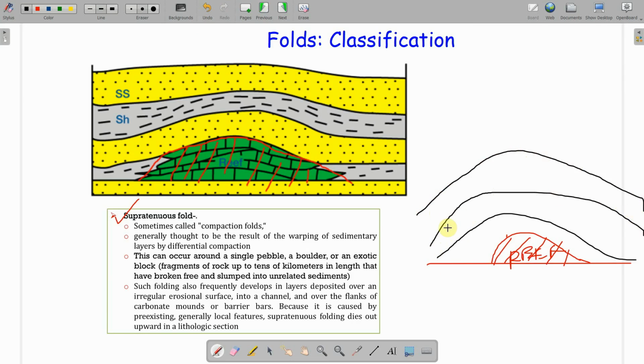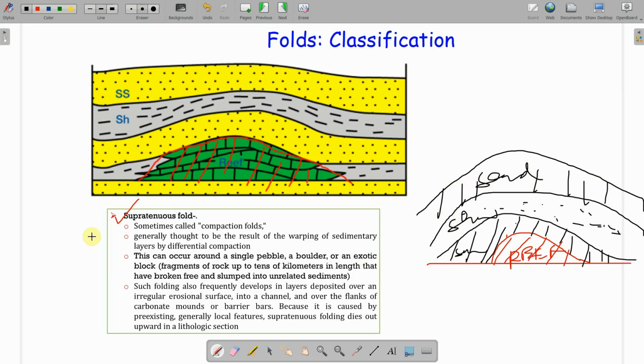Like this. So suppose in one year the river or any physical agency deposits sediments, let's say this is sand, and this is shell that has been deposited later. This is shell, then again sand has been deposited, a sand layer, and after compaction you will be seeing a folded structure, and that fold is only because of the presence of this reef structure.